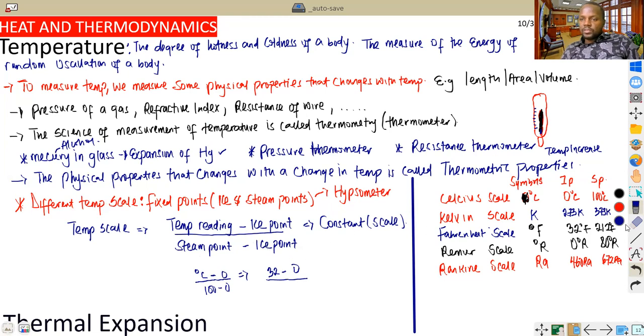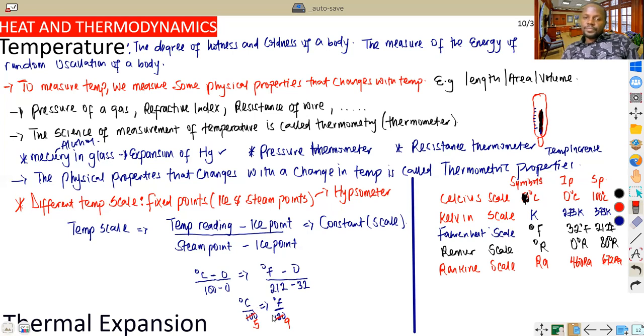So temperature reading, that is a degree Fahrenheit, minus zero, over steam point is 212 minus 32. So if we go by that, solving this one now, this is like saying C over 100 equals F over, I think this should be 180, if I'm not mistaken. This is degree Fahrenheit, this is degree Celsius. So if I cut and make this subject of formula, I know this should be 5, this should be 9. 20 can go in 100 five times. I hope students are following, and it can go here 9 times.